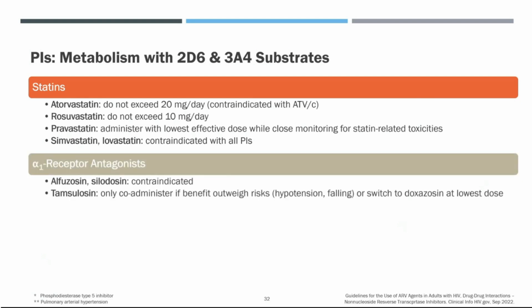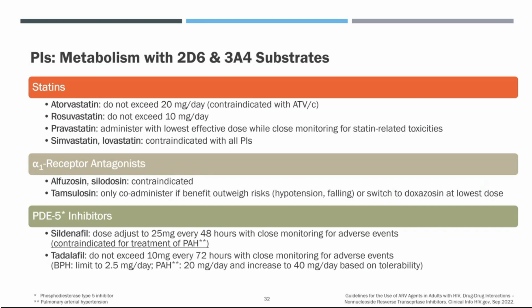And for alpha receptor antagonists, pretty much alfuzosin and silodosin are contraindicated. While the tamsulosin, you can still co-administer if it is absolutely warranted, and if the benefit outweighs the risk of tamsulosin-associated toxicity, including hypotension and falling. Or you can simply switch to doxazosin at the lowest dose possible.